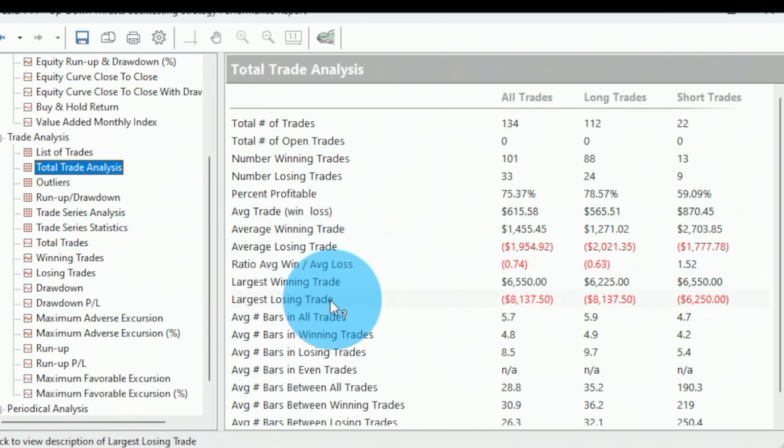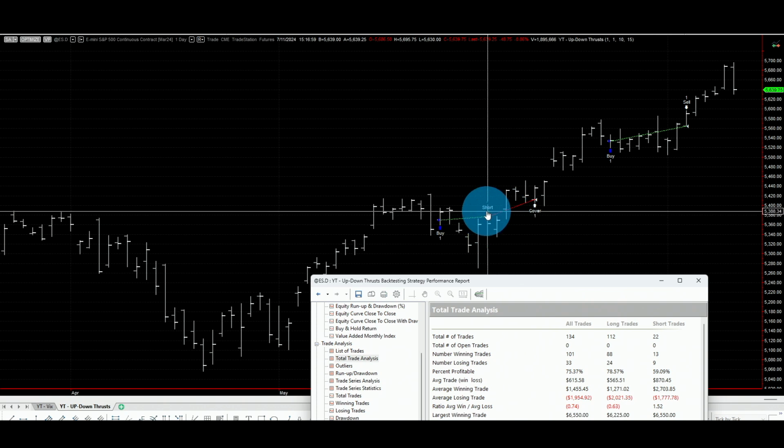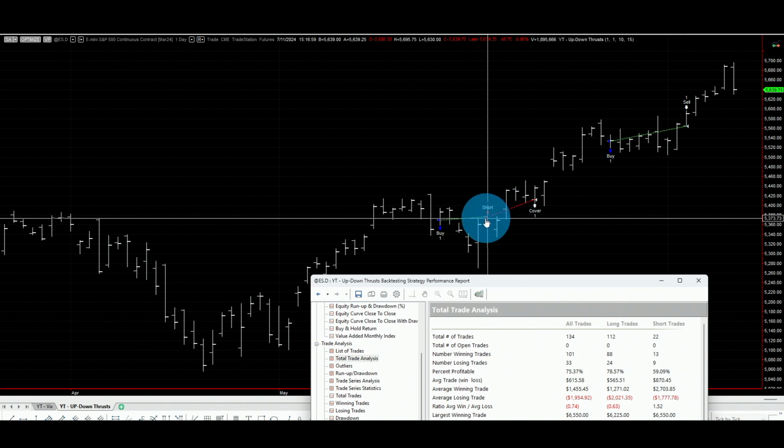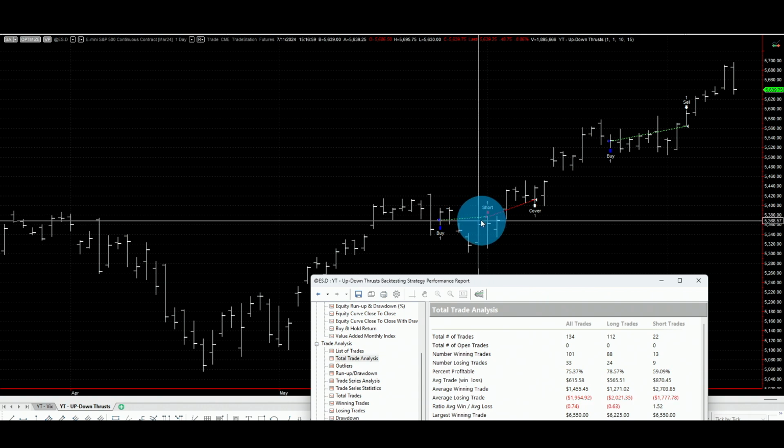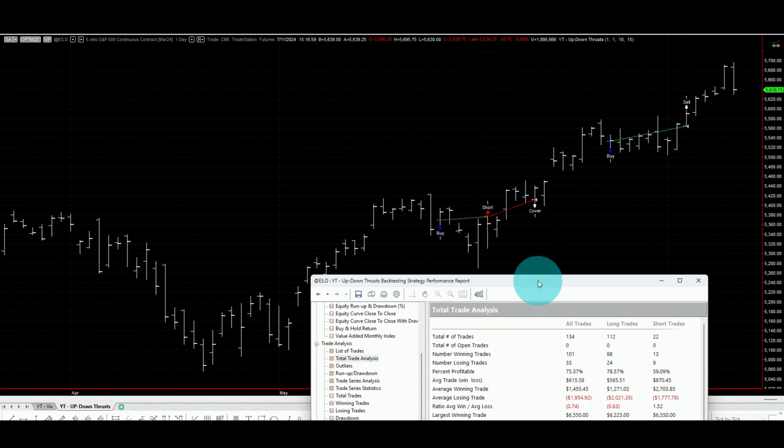Okay, so now we have the 2 strategies combined. Now remember, some trades will overlap. You see here, for example, if the short order was issued while we are long, then the long will be closed and we will enter short. And same, of course, on the opposite side.